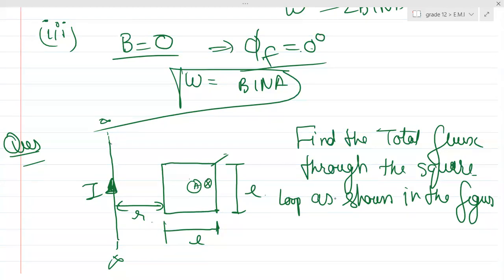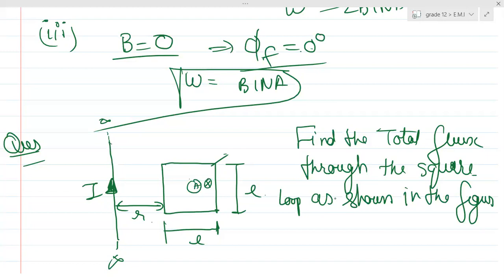Will it be done using the normal method, B A cos theta? Should we use a small element? Yes, we have to use a small element. Tell me the reason why. Why do we need to use the small element? Because of the variable magnetic field of the wire. Yes, correct. Now, what will be the element?